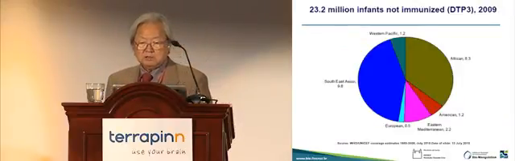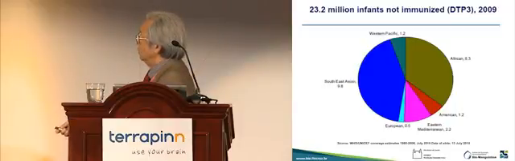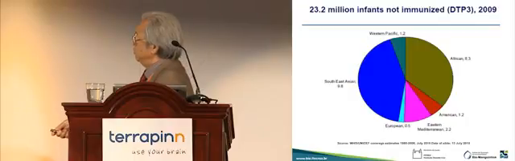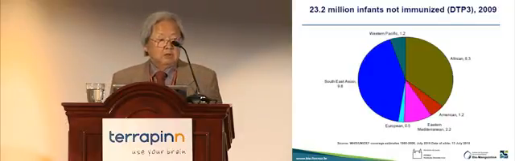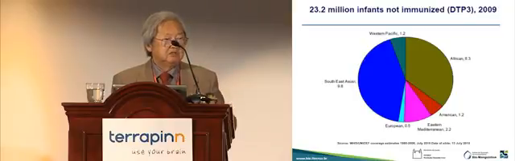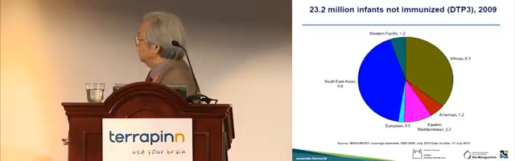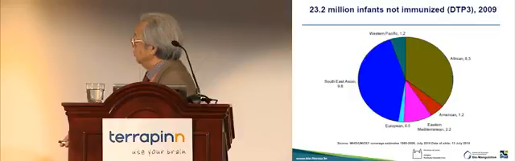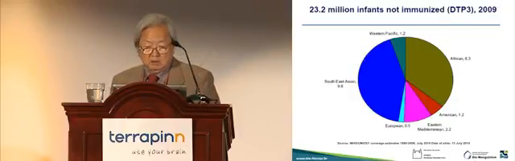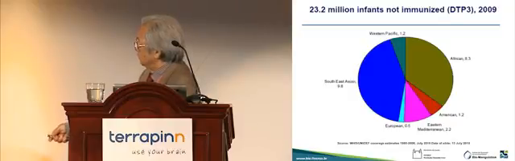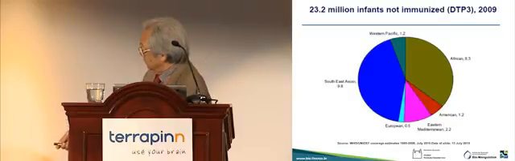And here you can see, this is 2009 data, 23.2 million infants in the world are not immunized with the DTP, the basic vaccine, the cheapest vaccine we have today. The African region and Southeast Asia region are where we have the most unvaccinated children, although we also have some in the Western Pacific and the Eastern Mediterranean, as you can see.